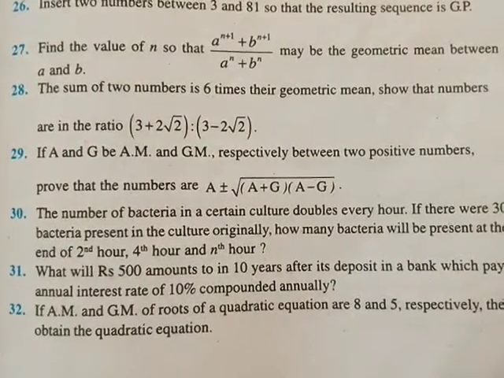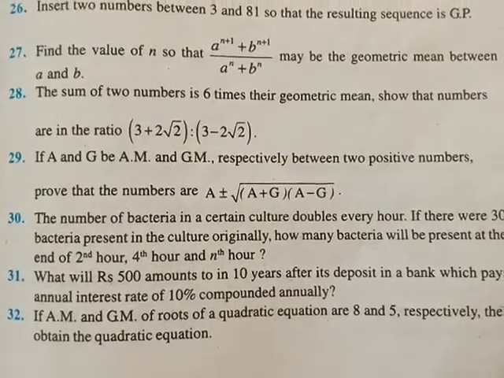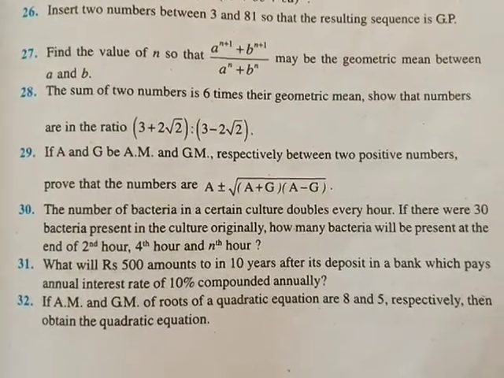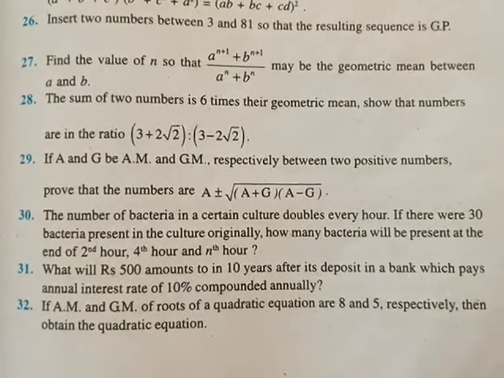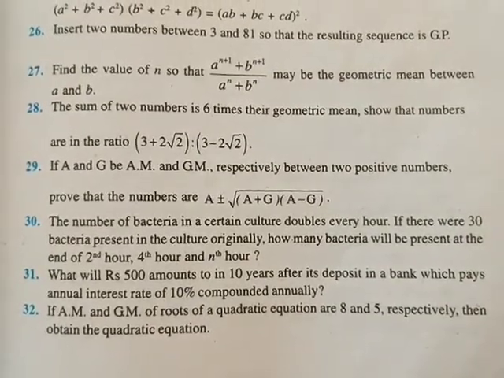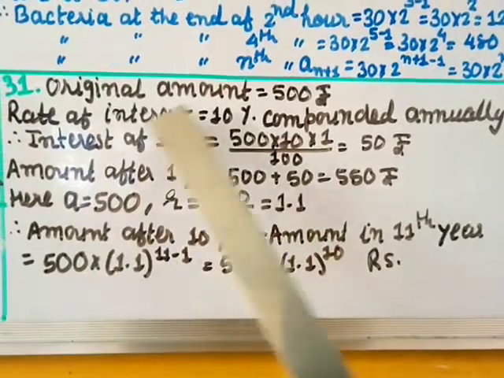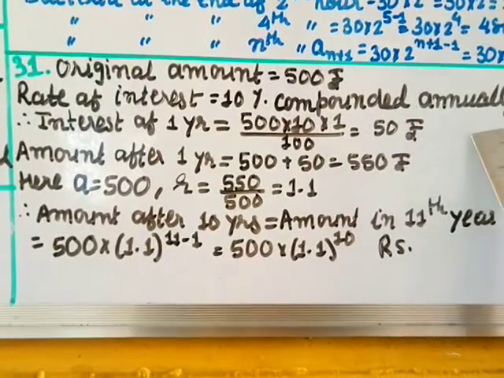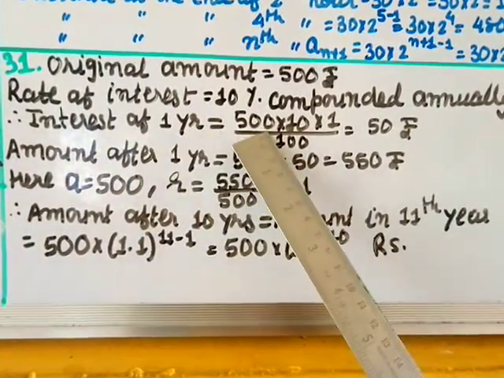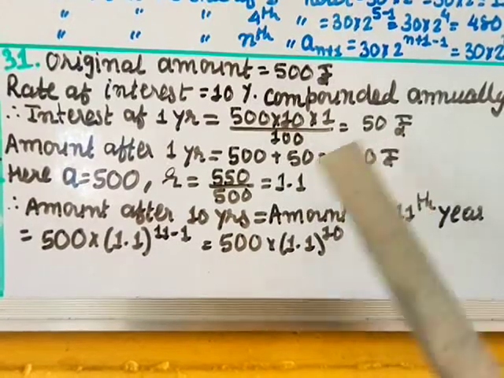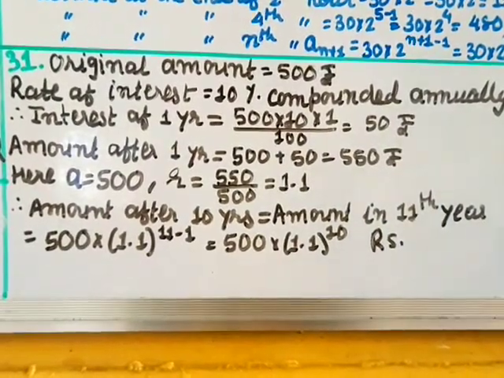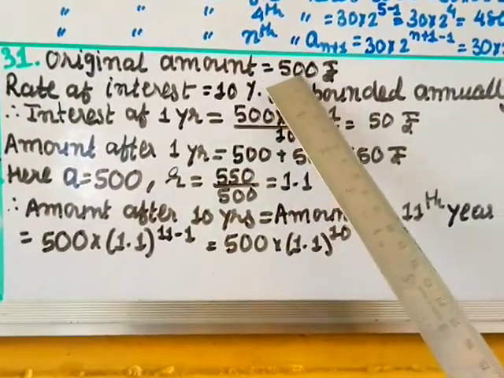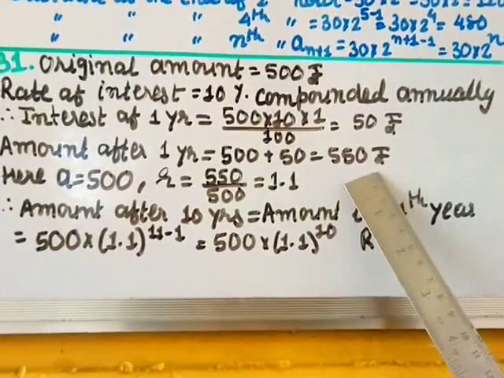Question number 31. What will rupees 500 amounts to in 10 years after its deposit in a bank which pays annual interest rate of 10% compound annually? The original amount is 500 rupees. Rate of interest is 10% compounded annually. Now interest at first step will be 500 into 10 into 1 by 100 which gives you 50 rupees. That is the interest after the first year. Amount after 1 year will be the total amount 500 plus 50 will give you 550 after the 1 year.